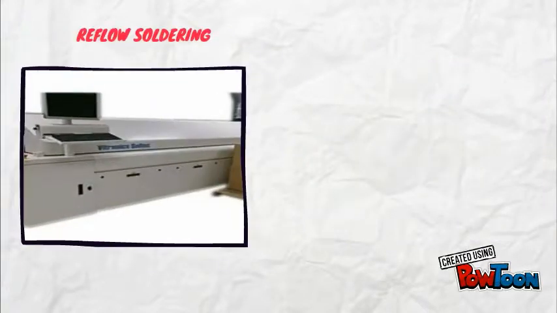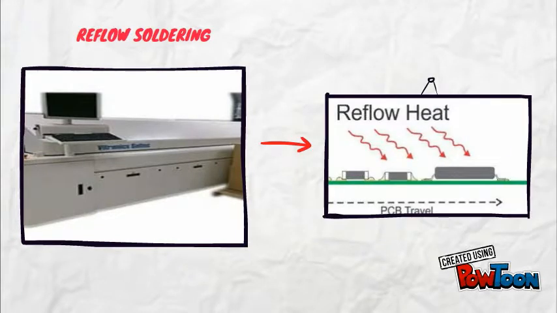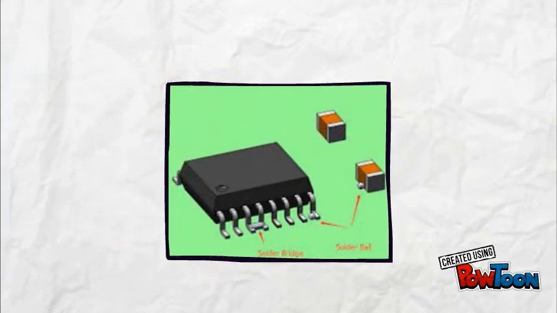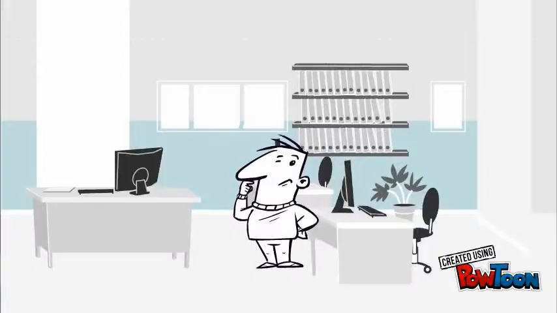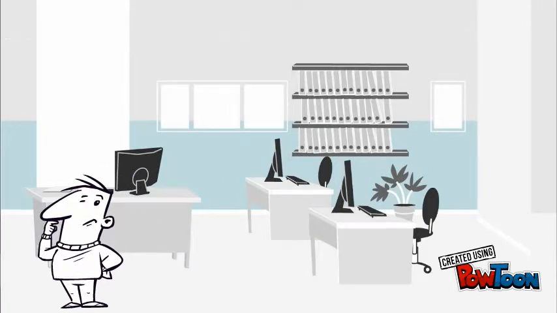And third and last, reflow soldering. With reflow soldering, having component placement and solder paste application abnormality could create either a breach, short, no solder, or insufficient solder on the board. So now you know why the PCB footprint is very important.